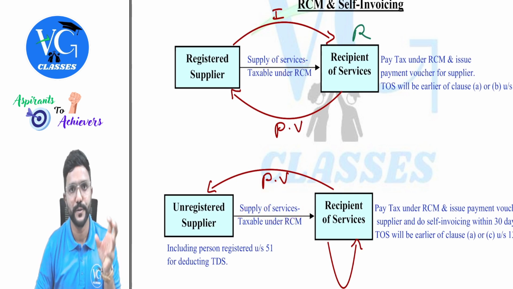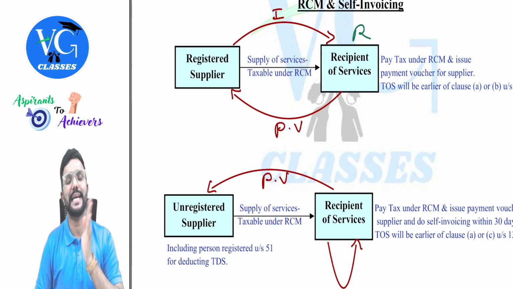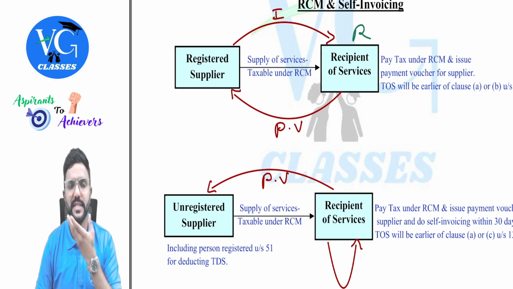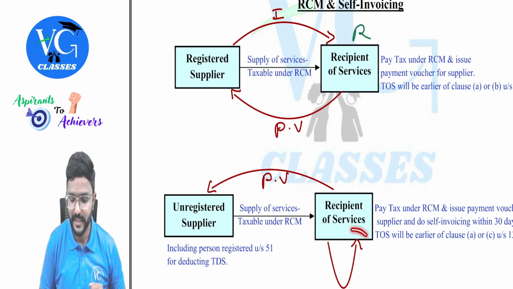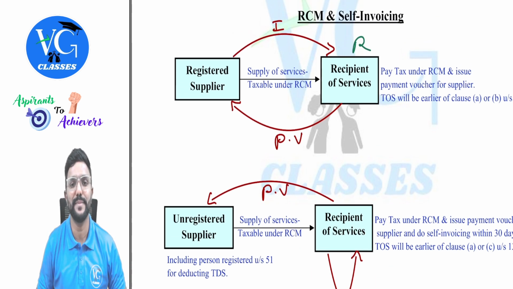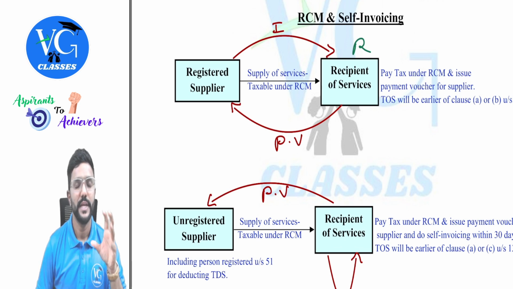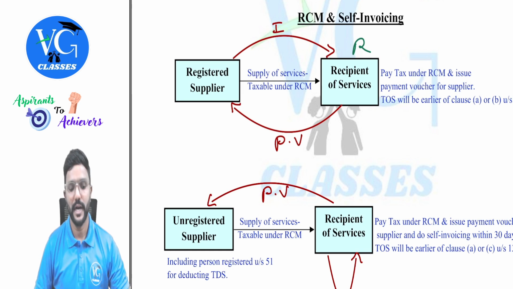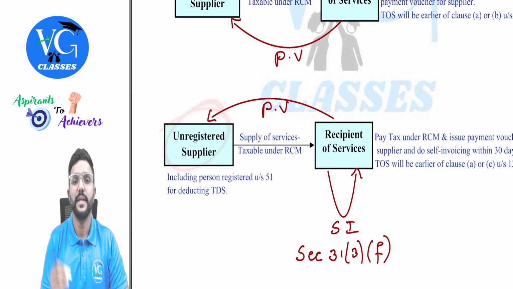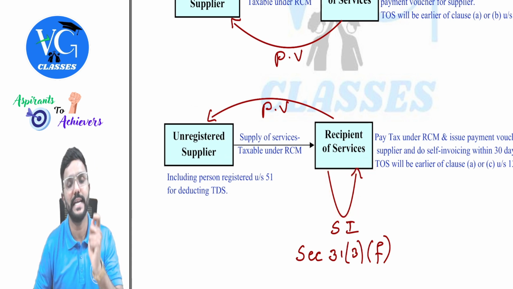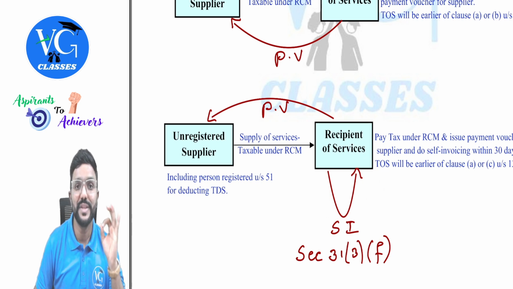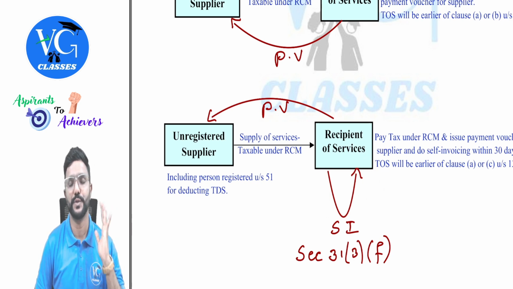What if it is goods? Guys, goods taxable under reverse charge mechanism is not a part of your syllabus, but still, let me talk about self-invoicing for it. If there is a supply of goods which is taxable under reverse charge mechanism, and the supplier is not registered, even in that case, the recipient has to do self-invoicing within 30 days of receiving the goods.